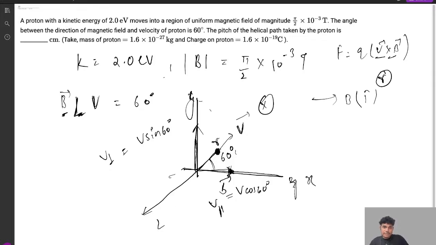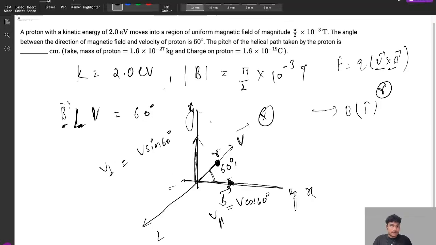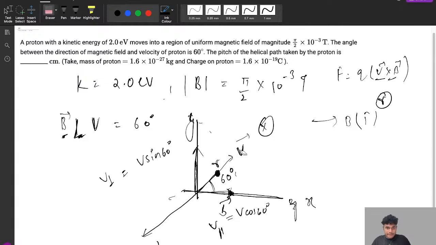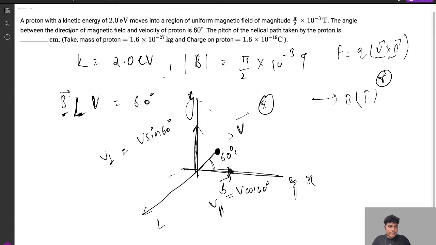Oh, wait a minute, let me erase this. Okay, it is v. This direction is not negative z. Okay, this is v. So the force that acts will be in the negative z direction.